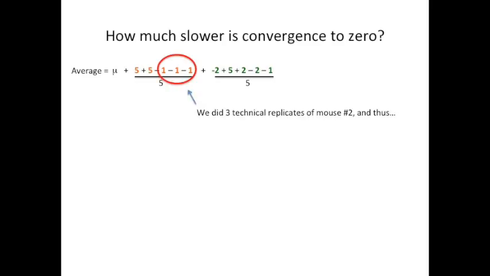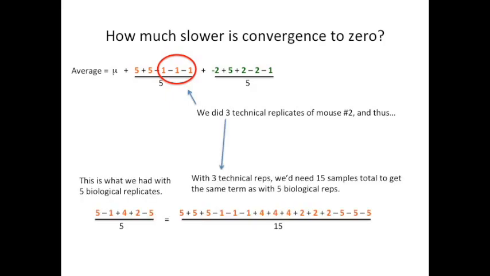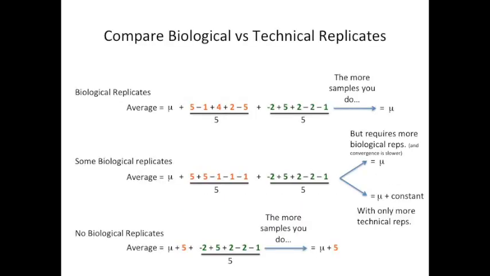Since we did 3 technical replicates for mouse number 2, with 3 technical replicates, we'd need 15 samples to get the same term as we did with 5 biological replicates. As you can see on the left side, this is what we had when we had 5 biological replicates. It's equivalent to this long fraction on the right side. So now let's compare all 3 different types of experiments. Experiments with just biological replicates, experiments with a mixture of biological and technical replicates, and experiments in which there are only technical replicates.